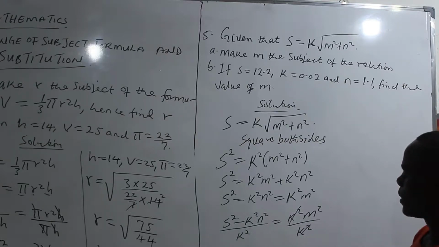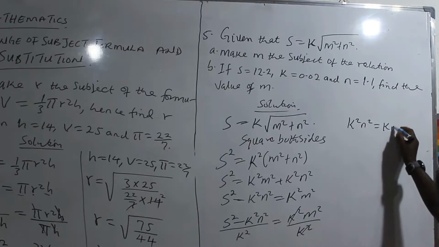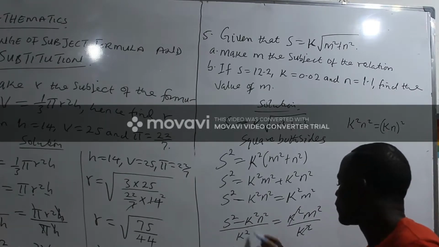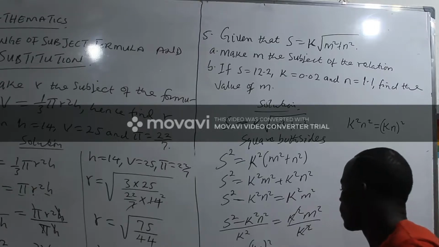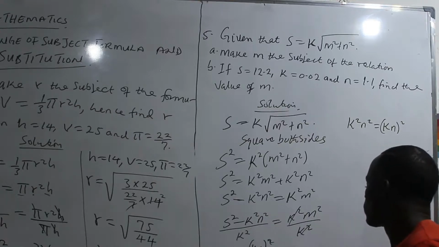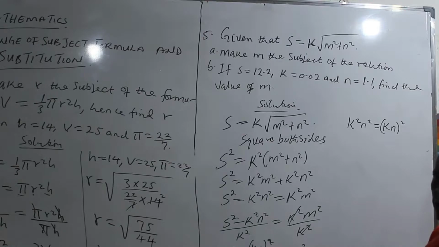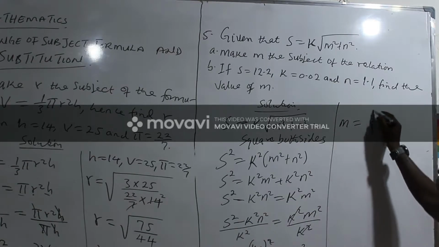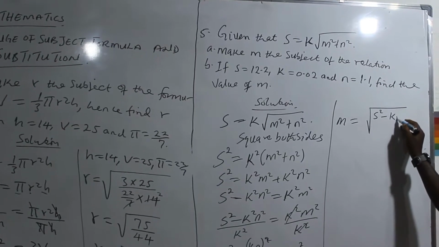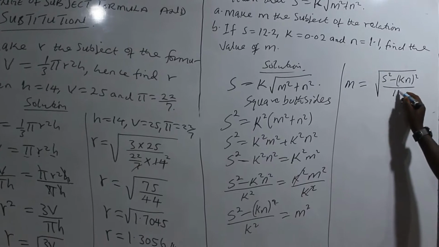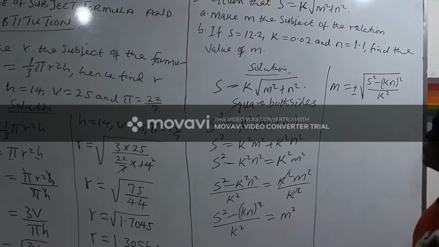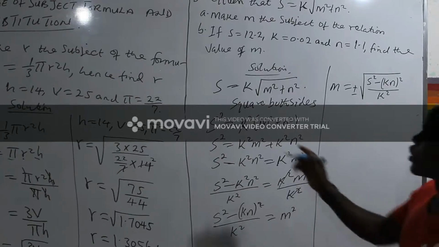So this will go with this. And then check, this K squared N squared can be written as KN all squared. Okay? If you remember your indices. So we will have S squared minus, instead of this now, I can write it like this, KN all squared, all over K squared, is equal to M squared. And you now see that the M is carrying a square, so for us to get rid of this square, we have to take the square root of both sides, and when we do that, we will now have M to be equal to the square root of S squared minus KN all squared over K squared, positive or negative the value. So with this, we have finished making M the subject of the formula.